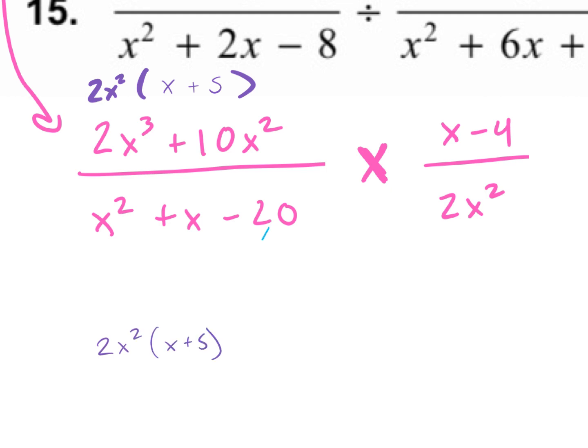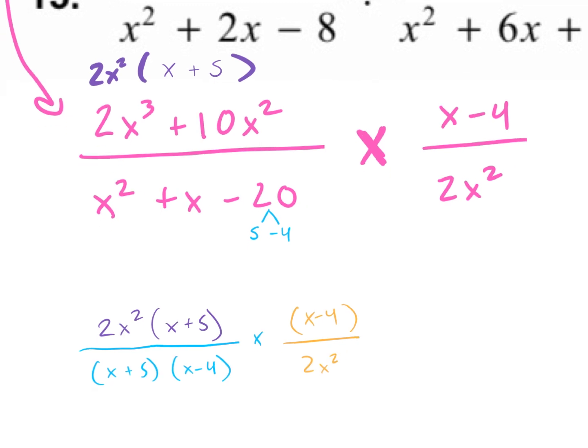Let's factor the bottom now. What are two factors of -20 that add to 1? 5 and -4. Perfect. So on the bottom, we have x plus 5 and x minus 4 times. Top on the right side's already factored, so it's just x minus 4. And then the bottom is just 2x squared.